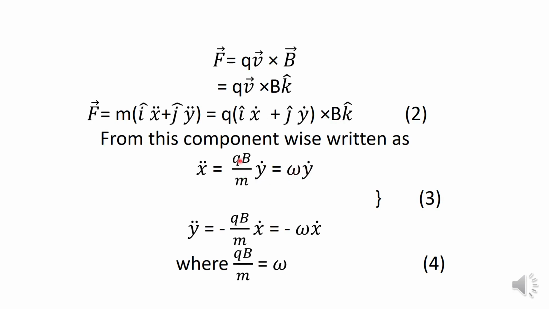Here omega is equal to qB by m, and similarly y double dot is equal to minus qB by m, because i cross k means minus j. That is, y double dot is equal to minus qB by m into x dot, which is equal to minus omega x dot. These two equations together we call equation 3.